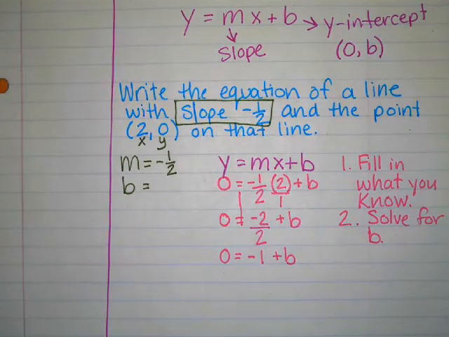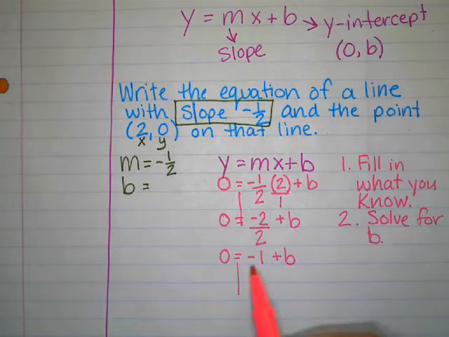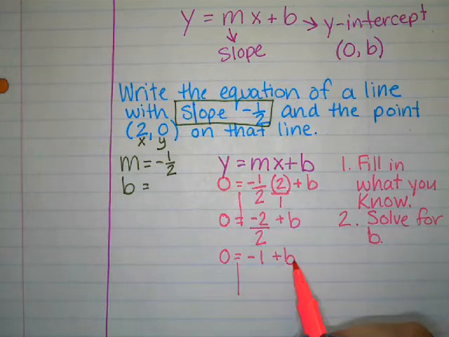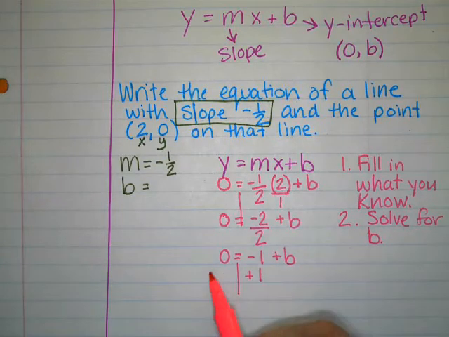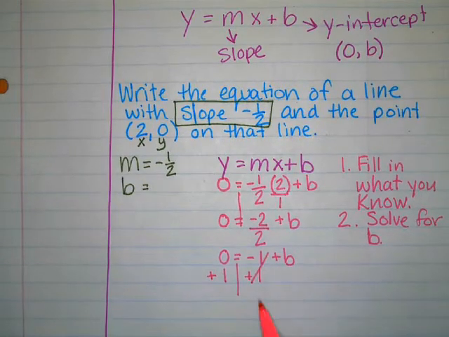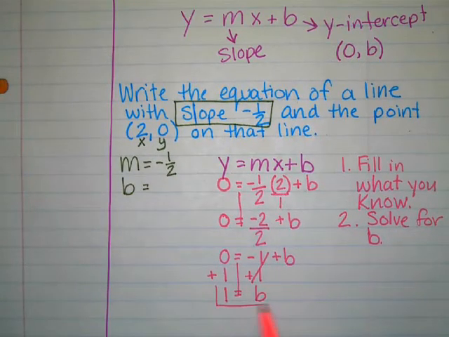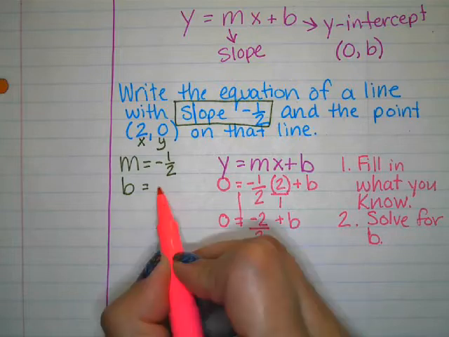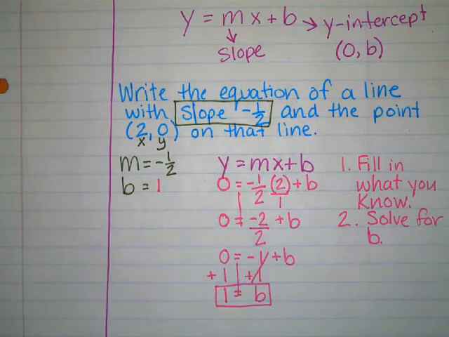Now I have a one-step equation. I'm still solving for b, so here's my balancing point still, and I want to get that 1 to the other side to get b by itself. So I'm going to add 1 to both sides, and b is equal to 0 plus 1, which is 1. So my b value is 1, so I'm going to put that up here. My b value is 1.